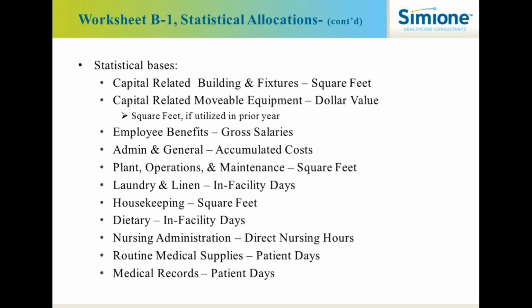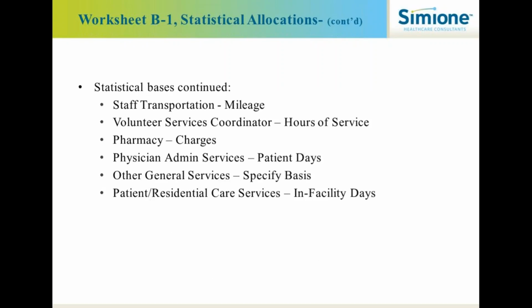Next slide. Transportation is based on mileage, or you may have to do some reclassifications here, because if you have A&G staff transportation, you can't allocate directly to the A&G because the step down of staff transportation is after the A&G cost center. Volunteer service coordinator, pharmacy is based on charges. Physician administrative services is based on patient days. Any other general service cost centers, you have to specify what your basis is. And then the patient residential care services is based on in-facility days.